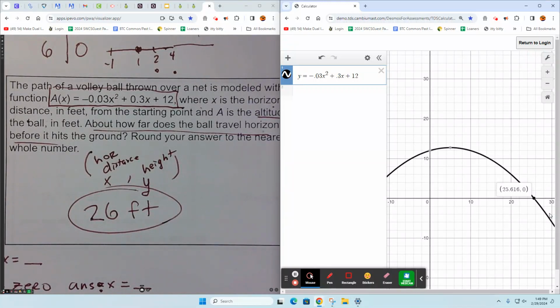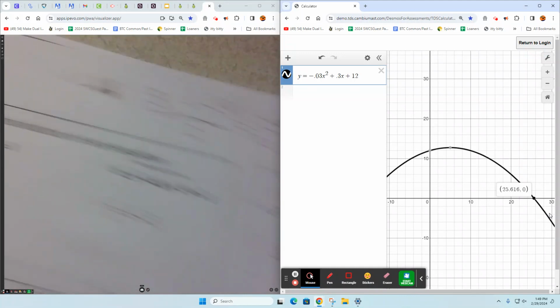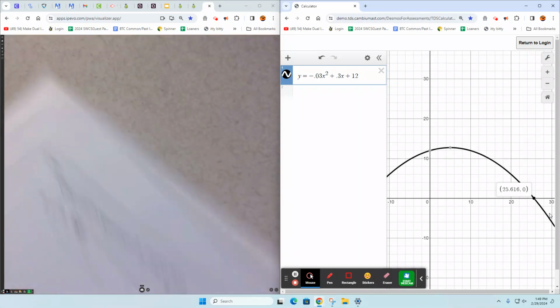This time, 0 is what? Height. A height, right? And the other one is how far did it travel? Okay. All right. I think we're doing pretty good.